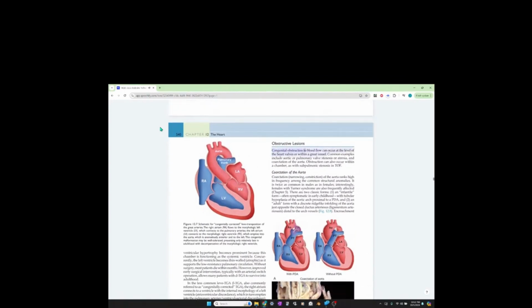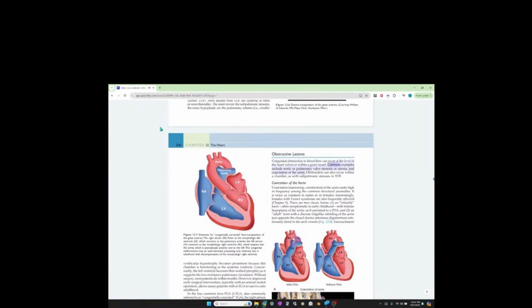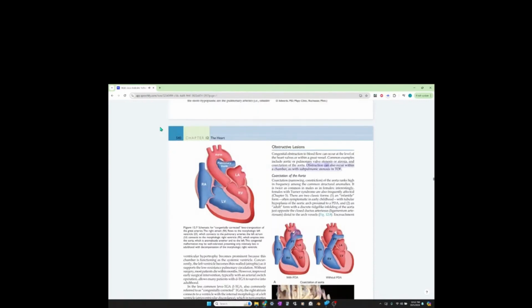Congenital obstruction to blood flow can occur at the level of the heart valves or within a great vessel. Common examples include aortic or pulmonary valve stenosis or atresia, and coarctation of the aorta. Obstruction can also occur within a chamber, as with subpulmonic stenosis in TOF.